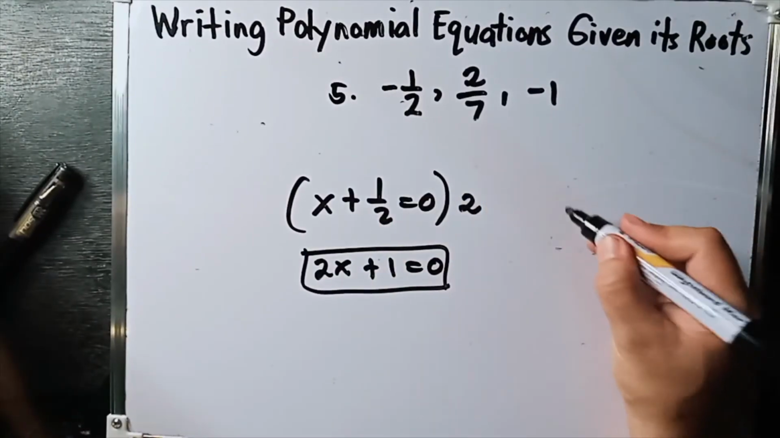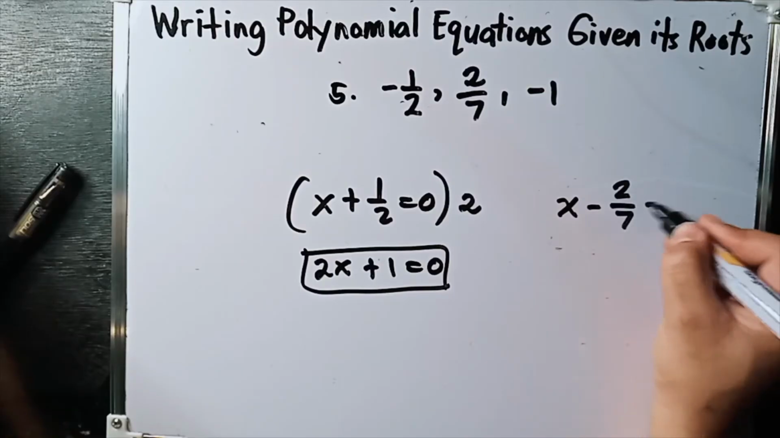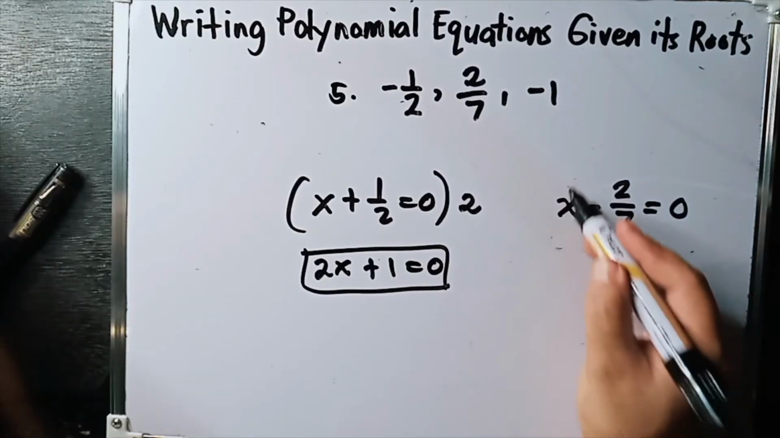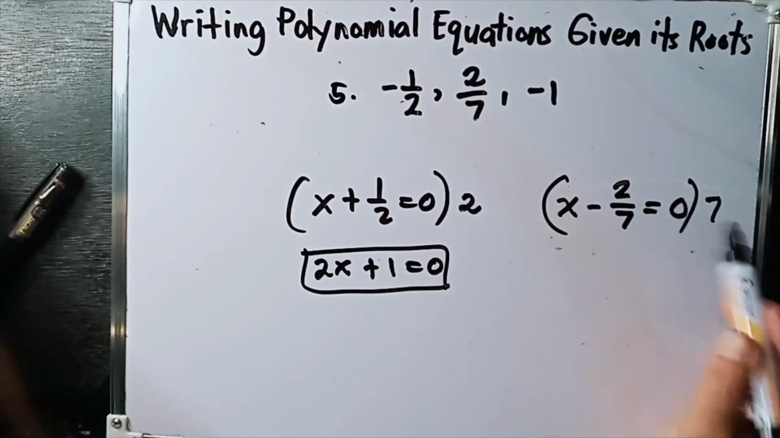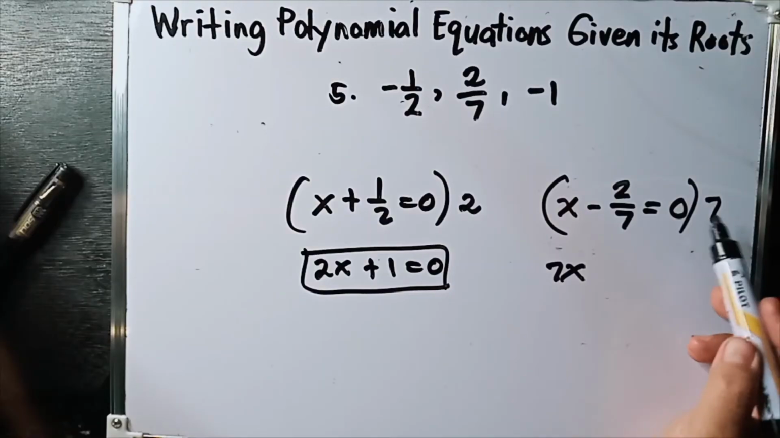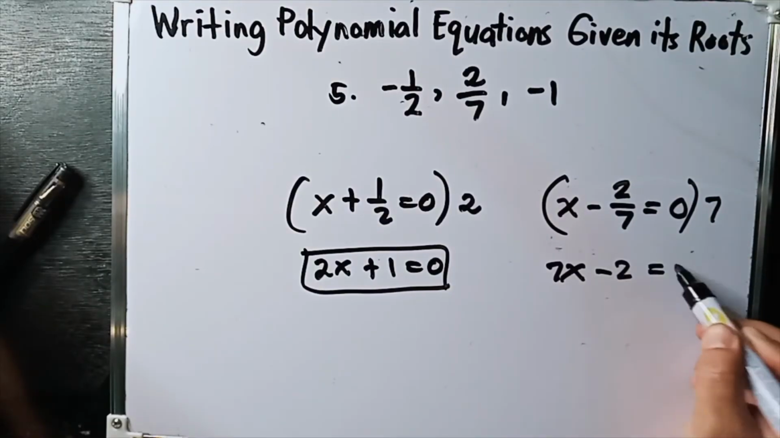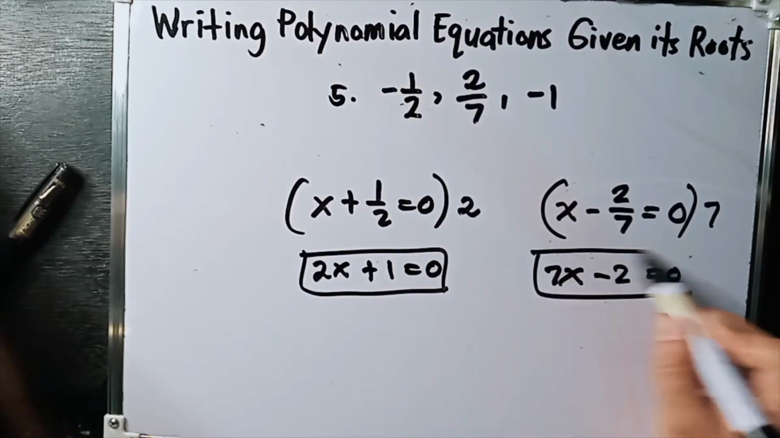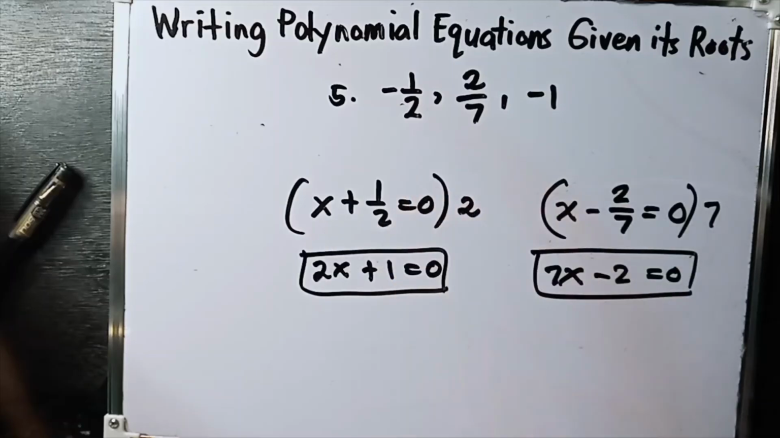How about 2 over 7? So for 2 over 7, we have x minus 2 over 7 equals 0. So the common denominator is 7. So we multiply 7 to each term. So we have 7 times x is 7x. And 7 times negative 2 over 7 is negative 2 equals 0. So that's it. So we will be using these two for the factored form of negative 1/2 and 2 over 7.